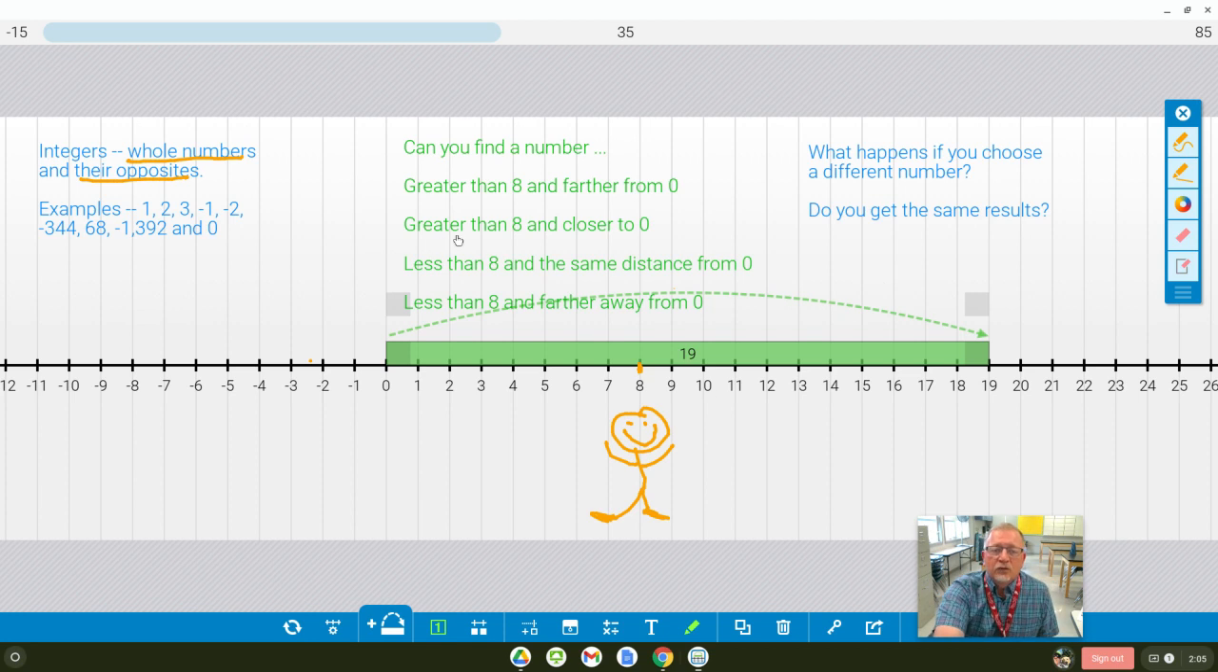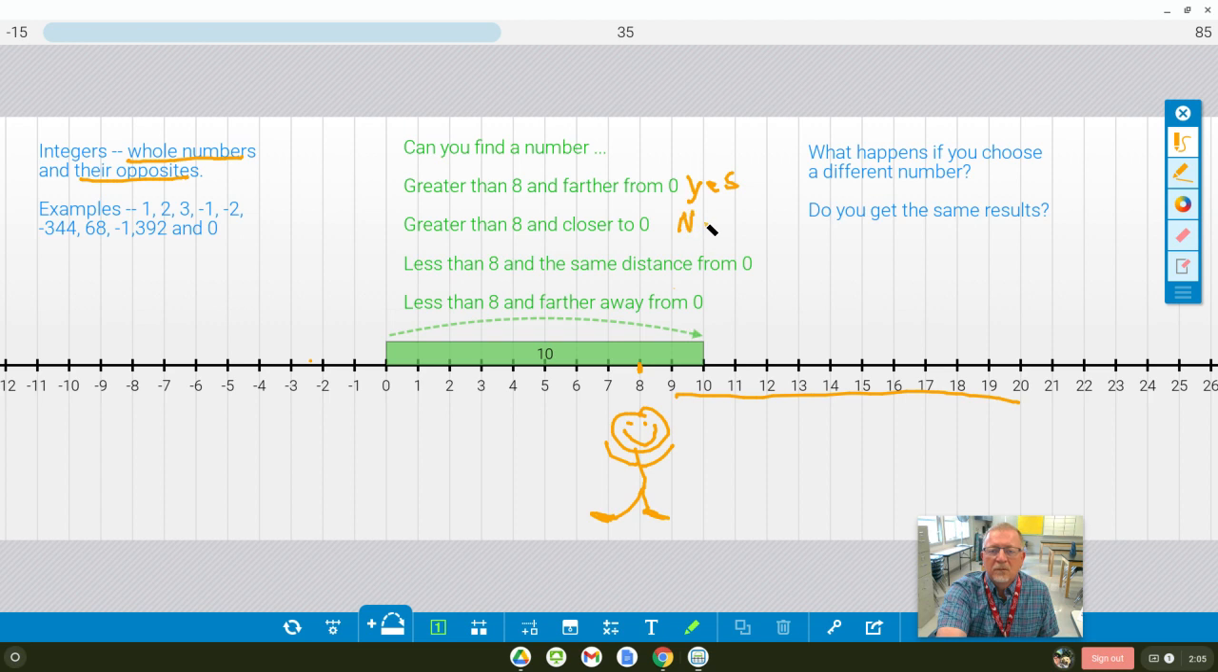How about a number that is greater than 8 but is closer to 0? Let's think about that. So a number that's greater than 8, where are we going to find those numbers? Yeah, they're all going to be over here. They're all going to be greater than 8. These are greater than 8. Are they going to be closer to 0? They're not. So up here I'm going to say yes, we could find that. Can we find one that's greater than 8 and closer to 0? I'm going to say no. We can't find it because 9 is greater than 8, but it's also farther away from 0. Let's look at the next one.